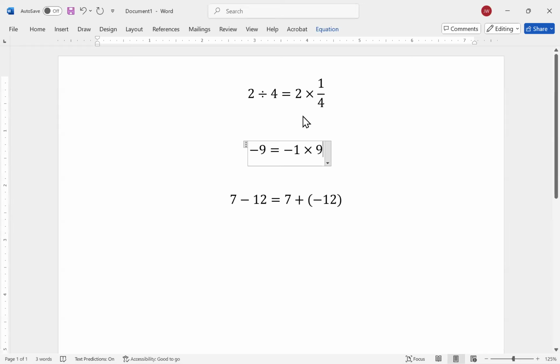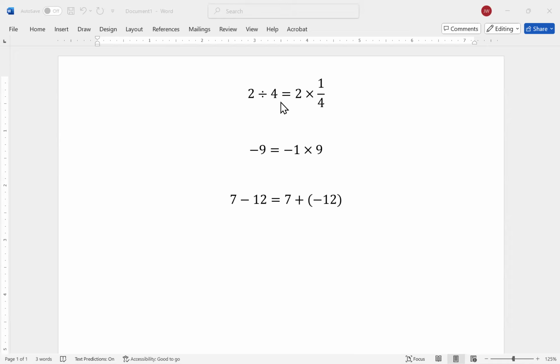Well, that's simple enough to explain. If we did have division, something like 2 divided by 4, I can turn that into a multiplication problem by, instead of dividing by the number, just multiplying by the reciprocal of that number. So 4 has a reciprocal of 1/4, so 2 divided by 4 is the same thing as 2 times a fourth. Similarly, if I'm subtracting, 7 minus 12 is the same thing as 7 plus a negative 12. So every subtraction problem can be rewritten as an addition problem.